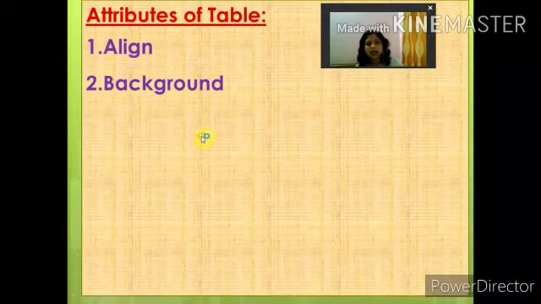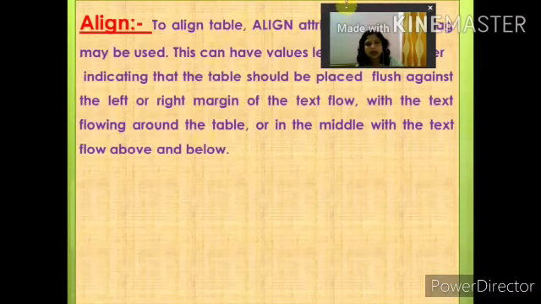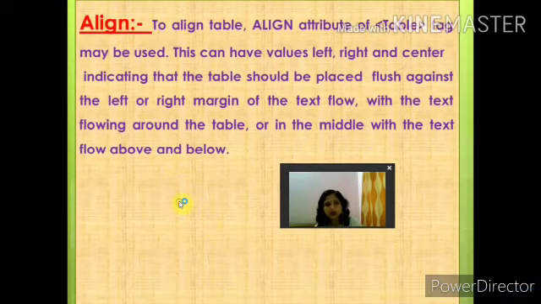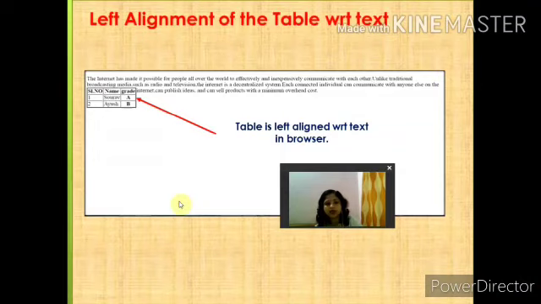So what is align? This alignment attribute of the table tag may be used to align a table. It can have the values left, right and center, indicating that the table should be placed flush against the left or right margin of the text flow, with the text flowing around the table, or in the middle with the text flow above and below. Actually, this alignment attribute is used to align the table with respect to the text. I will show you how it will look if you use the align attribute.